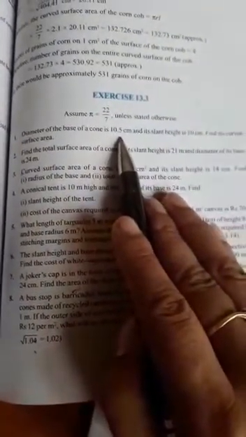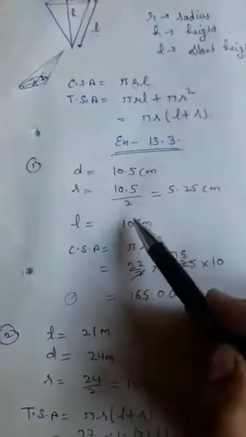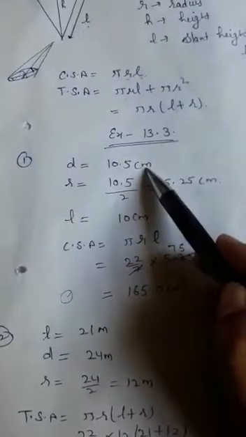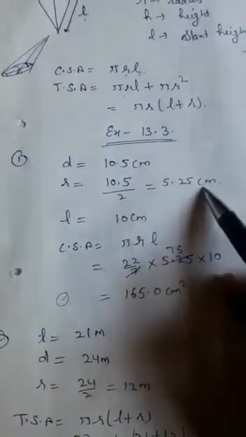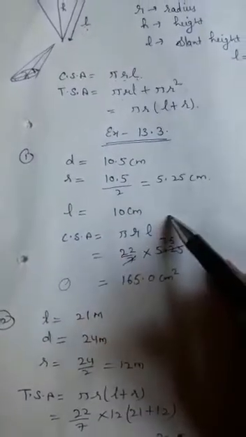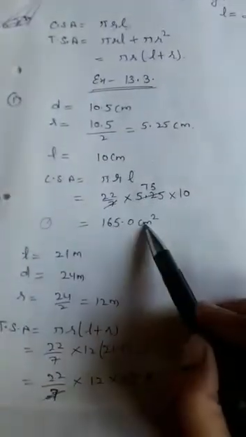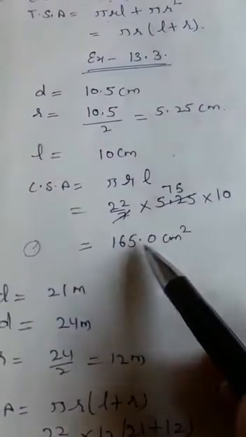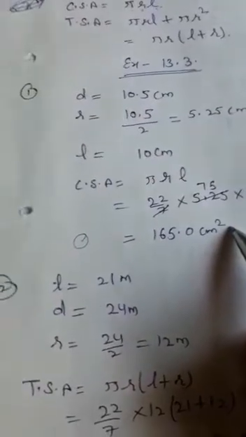First question: the diameter of the base of a cone is 10.5 centimeter. Here the diameter is given and the slant height is given as 10. We have to find the curved surface area. To find the curved surface area we need the radius, and the radius is obtained by dividing the diameter by 2. So the radius is 5.25 centimeter. Slant height is 10. Curved surface area is pi r L. Put all the values and after calculation we get the answer, that is 165.0 centimeter square.